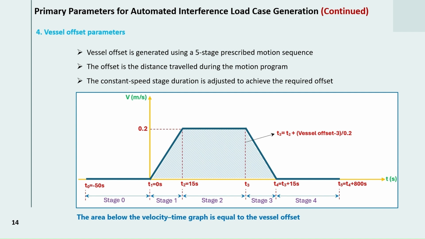These durations are not fixed rules, they are practical values chosen to reduce transients, create a controlled offset maneuver, and provide enough time to assess the interference condition once the target offset is reached.